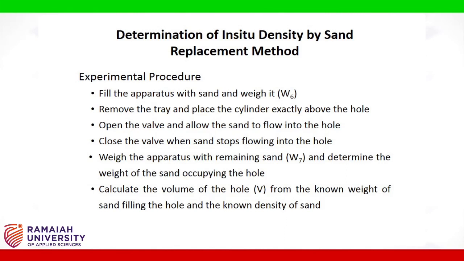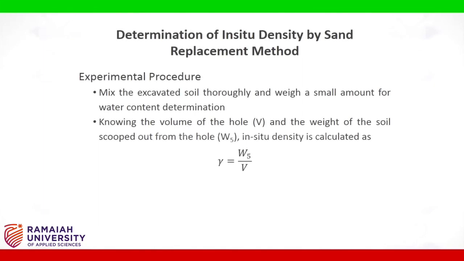Calculate the volume of the hole, V, from the known weight of sand filling the hole and the known density of sand. Mix the excavated soil thoroughly and weigh a small amount for water content determination. Knowing the volume of the hole V and the weight of the soil scooped out from the hole W5, in situ density is calculated as gamma equal to W5 by V.